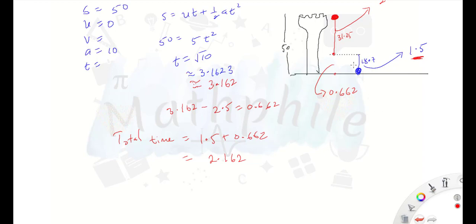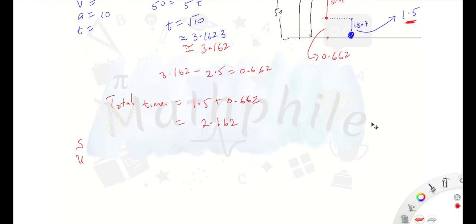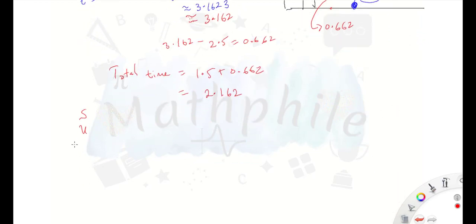For A to get to the ground, B would have traveled 2.162 seconds, right? The wrong thing someone is going to do is to set up the solution this way with an assumption that the particle is still going up, which is very wrong. So the particle would have traveled 2.16 seconds, and the acceleration of the particle is negative 10.